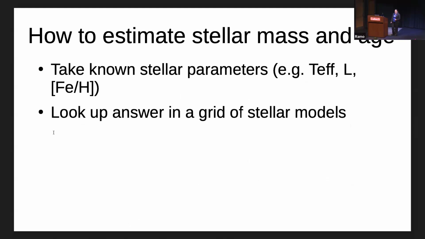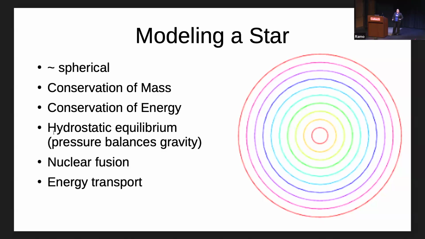The simplest way to explain how to get a stellar mass and a stellar age is that you take a set of known stellar parameters, maybe that's a temperature, a luminosity, and a metallicity, and you look up what the answer for the stellar mass and age is in a grid of models. So when we model a star, we make some very nice simplifying assumptions. We say the star is spherical. We assume things like conservation of mass, conservation of energy, hydrostatic equilibrium, so we're balancing pressure and gravity. We take care of all of the nuclear fusion and the energy generation and the energy transport. That gives us a set of coupled differential equations that are all based on the physics of stellar interiors.